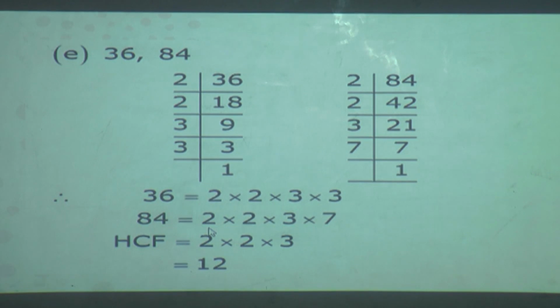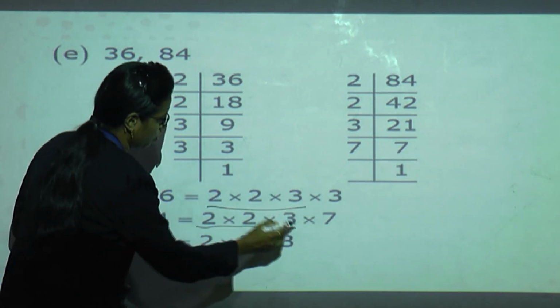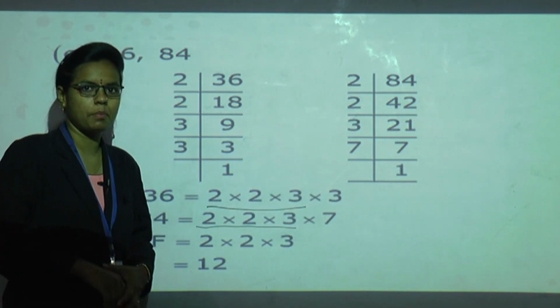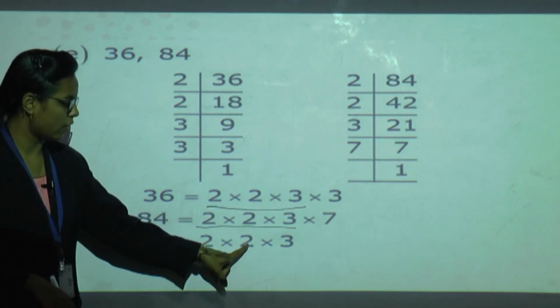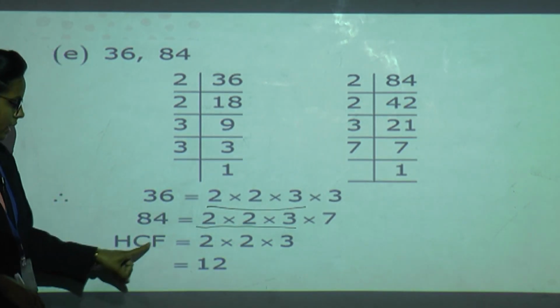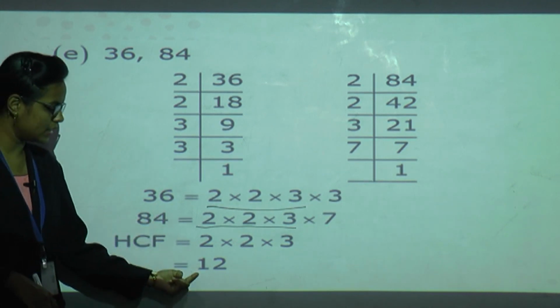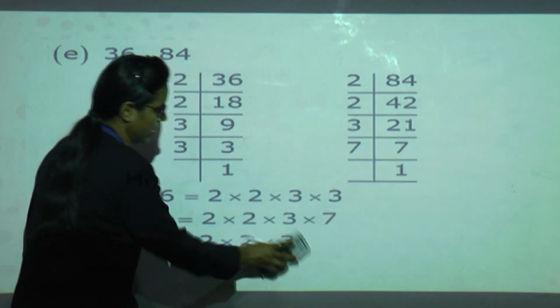Now we will find the common factors. As we can see here, we have 2 into 2 into 3 as common, and 3 and 7 which are not common we have to keep as it is. So we will multiply this. 2 2s are 4, 4 3s are 12. So we got the HCF as 12. HCF of 36 and 84 is 12.